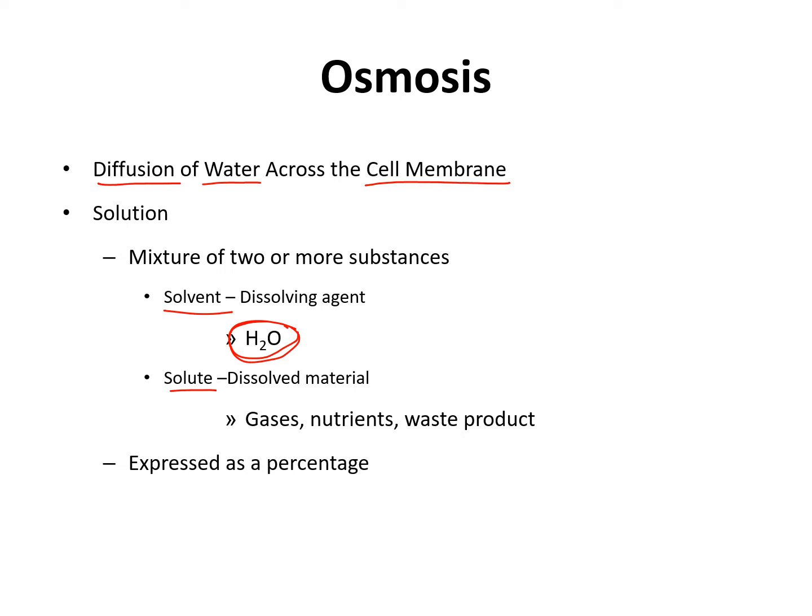And a solution is always expressed as a percentage. So if you have a solution that is 5% sodium chloride, and sodium chloride is salt, then it must be 95% water. So when you express something as a percentage, that means the total number is 100%. So if you are given the percentage of the solute, you can figure out the percentage of the water. You just take that number and subtract it from 100.